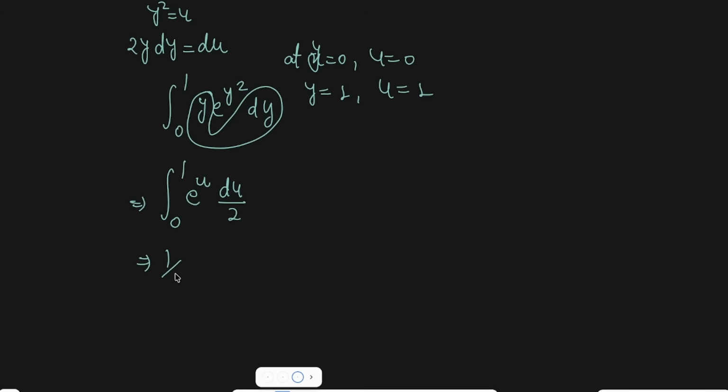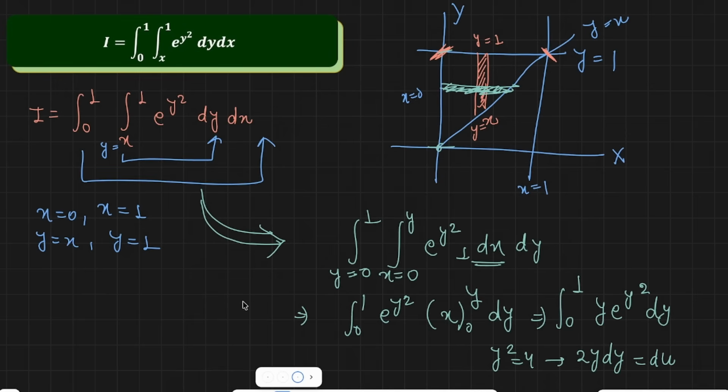So after changing the limit, it will be 1 by 2 integration of e to the power u. Limit is from 0 to 1, so it will be 1 by 2 into e to the power 1 minus e to the power 0. So it will be (e minus 1) by 2. This is the answer. So after changing the order, you can find the integration, which is very easy to solve. Now come to the next question.